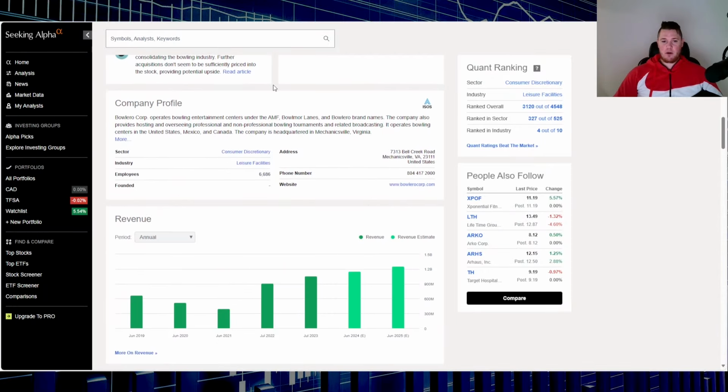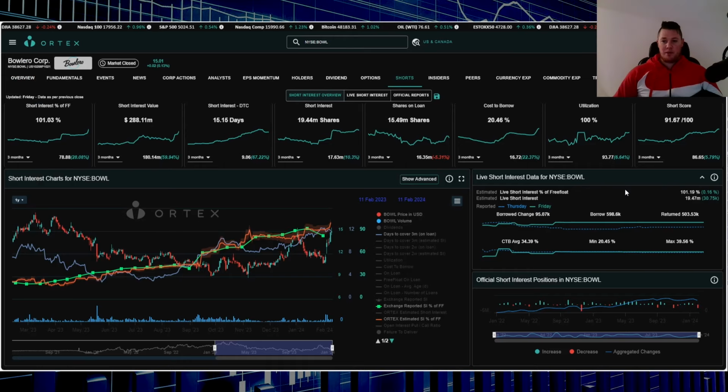This is what they are all about. So once again, just pause it, read through it, whatever else. But it does show 101.19% of the free float is being shorted. 19.47 million shares overall are being shorted, and 30.75 thousand shares were increased on Friday. Cost to borrow average as well is 34.39%.